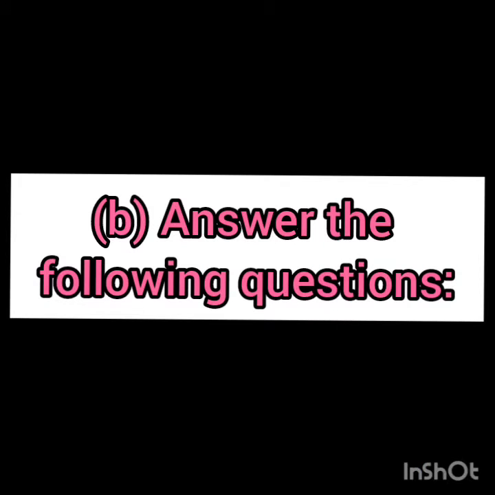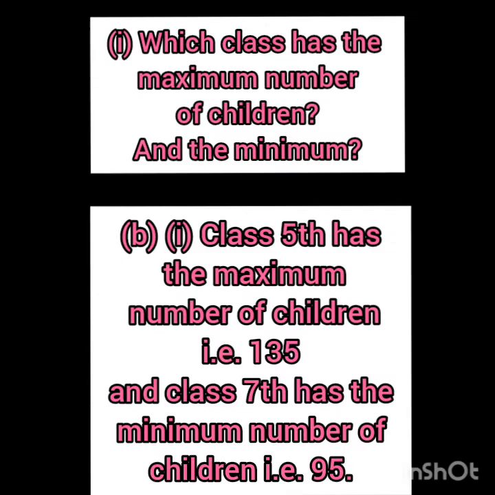Now, B part. Answer the following questions. Let's see one by one. Now, first question in that, which class has the maximum number of children and the minimum? So, dear student, class 5th has the maximum number of children, that is 135, and the class 7th has the minimum number of children, that is 95. Clear?